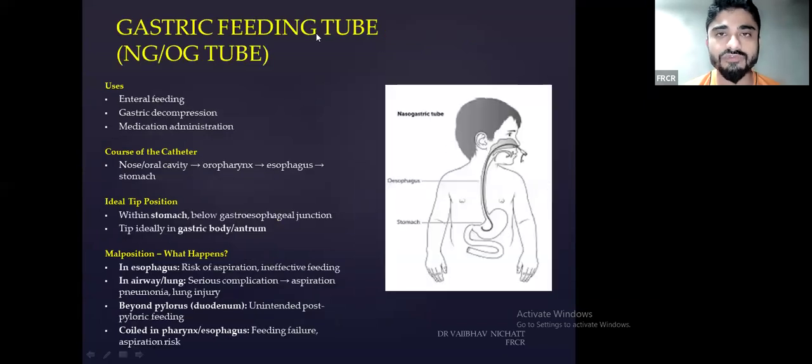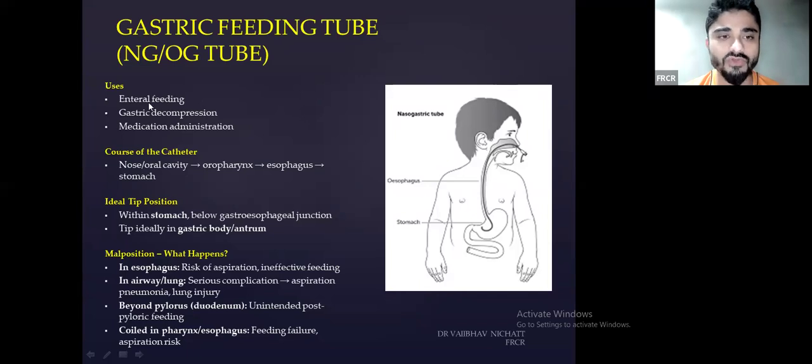Now moving to gastric feeding tube. It is called a gastric feeding tube and not a nasogastric tube if we are only provided with a chest X-ray and the facial part is not included in the radiograph. So it is difficult to ascertain whether it is put via nose or via mouth. That is the reason it is safe to say gastric feeding tube instead of definitively labeling it as nasogastric tube or orogastric tube. What are the uses?